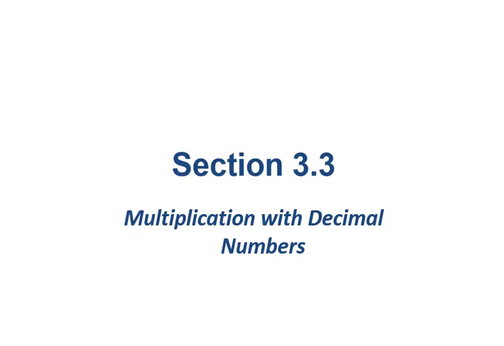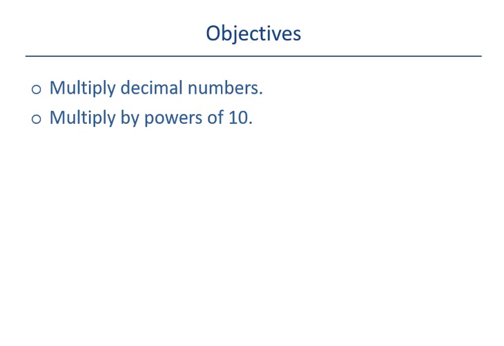Section 3.2, multiplication with decimal numbers. You're going to see that this is pretty much no different than what we've been doing with whole numbers, okay? Just got to keep track of that decimal. So multiply decimal numbers, multiply by powers of 10.